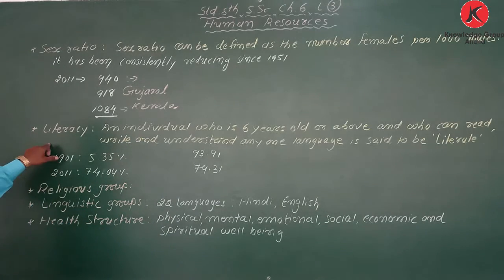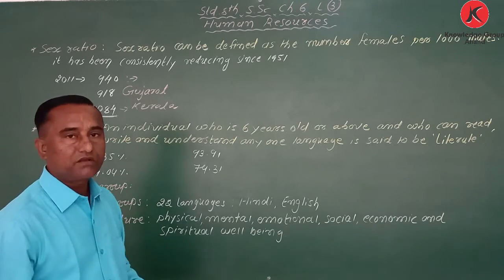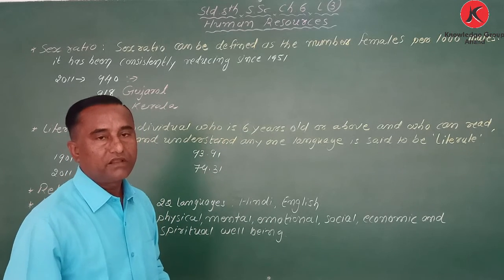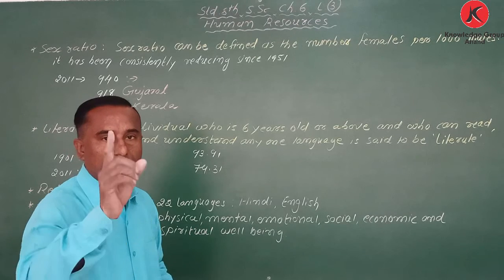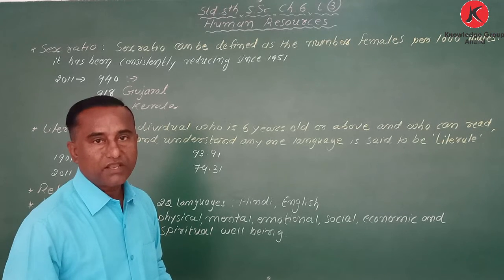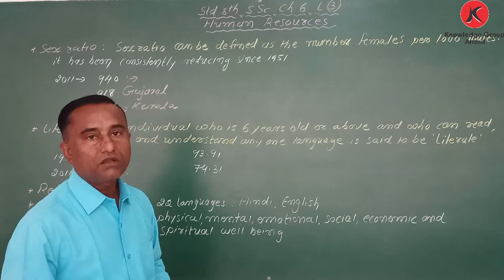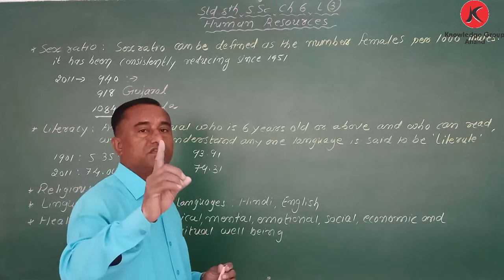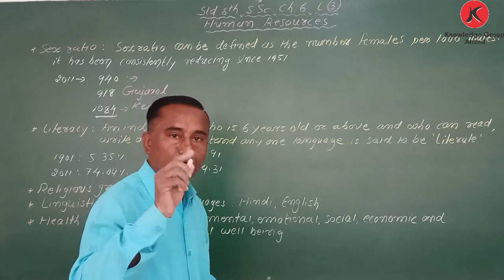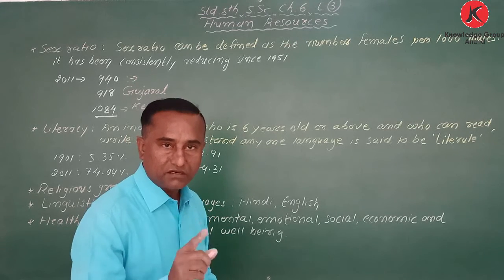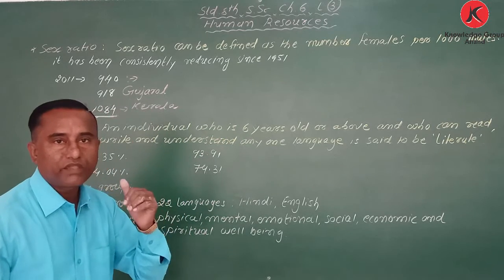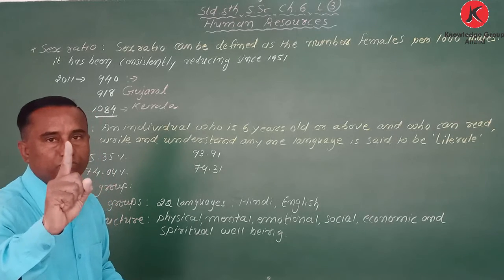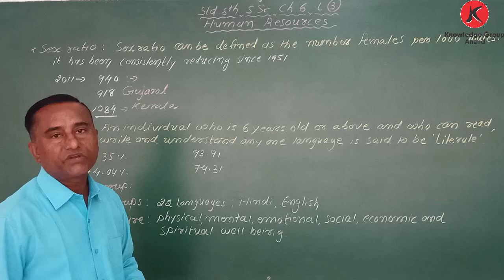Another thing is literacy. My dear student, the word literacy comes from the word literate. Now, what is called literate? According to the definition, a person who is 6 years old or above and who can read, write, and understand at least one language is a literate person.